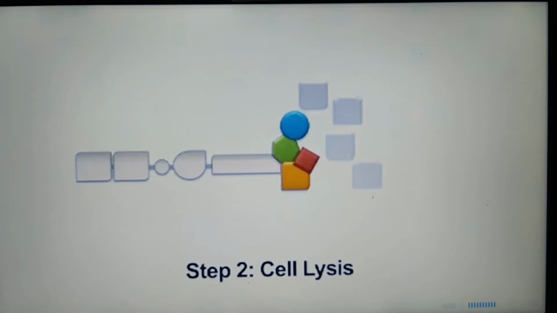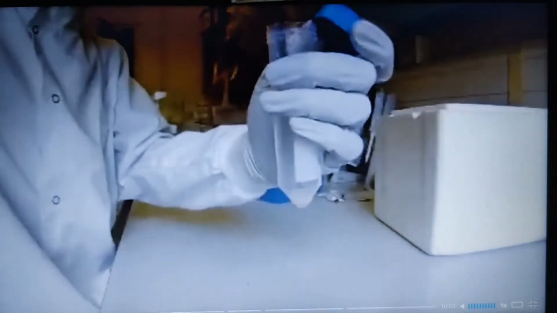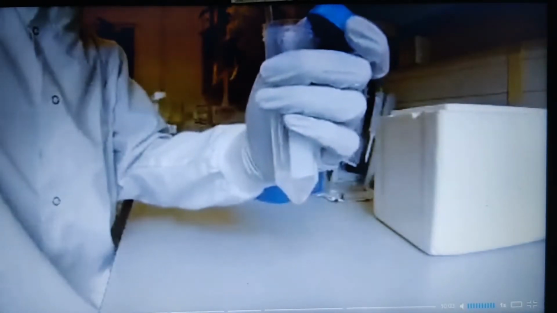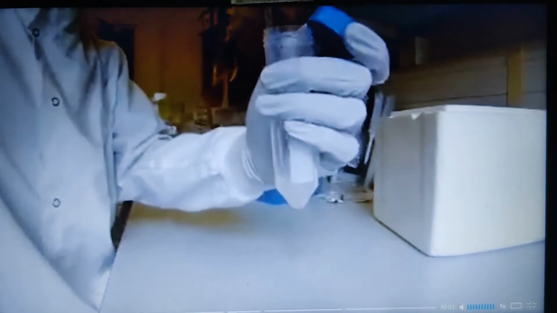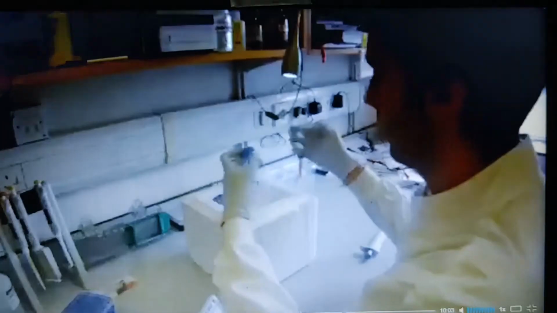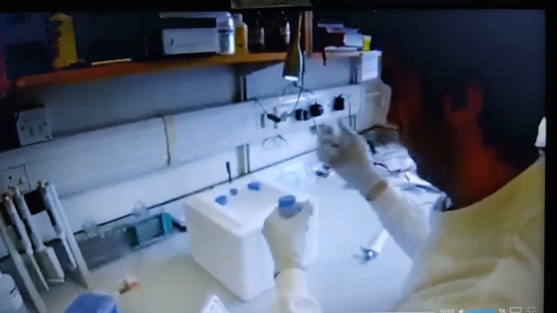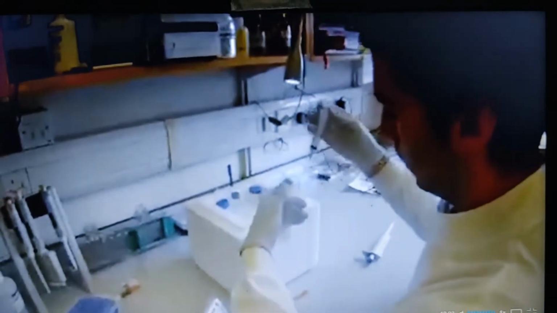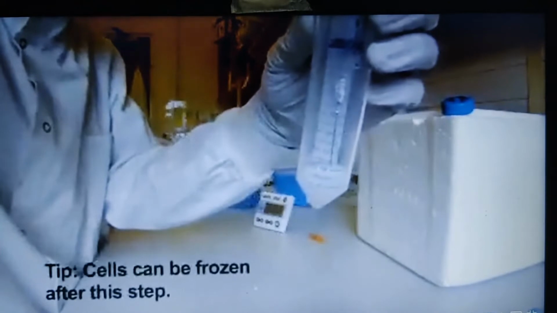Step 2. Cell lysis. Cells are lysed in 5 ml of cold lysis buffer by repeated pipetting before being left on ice for 5 minutes. To ensure efficient lysis, the cells are then syringed through a narrow gauge blunt needle and freeze-thawed.